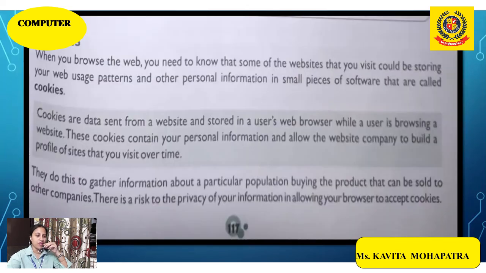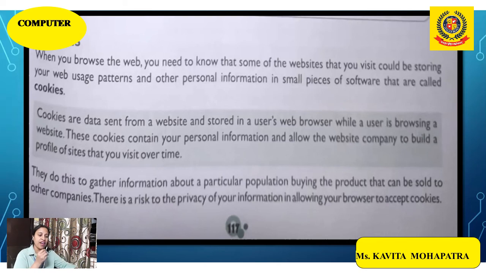Next is cookies. When you browse the web, you need to know that some websites that you visit could be storing your web pages, web usage patterns and other personal information in small pieces of software. They are called cookies. Cookies are software that keep track of all your records, which website you are surfing and what information you are searching.